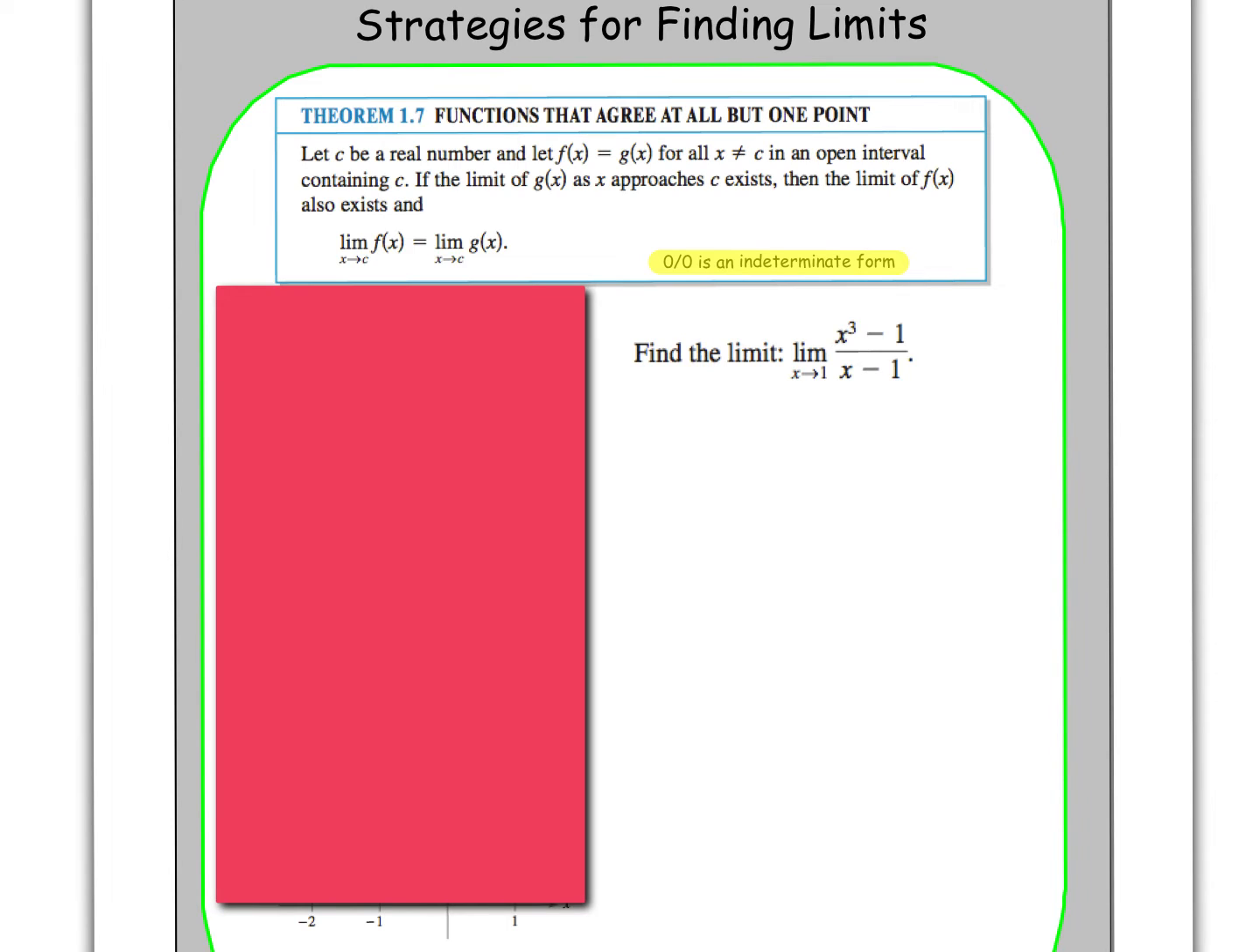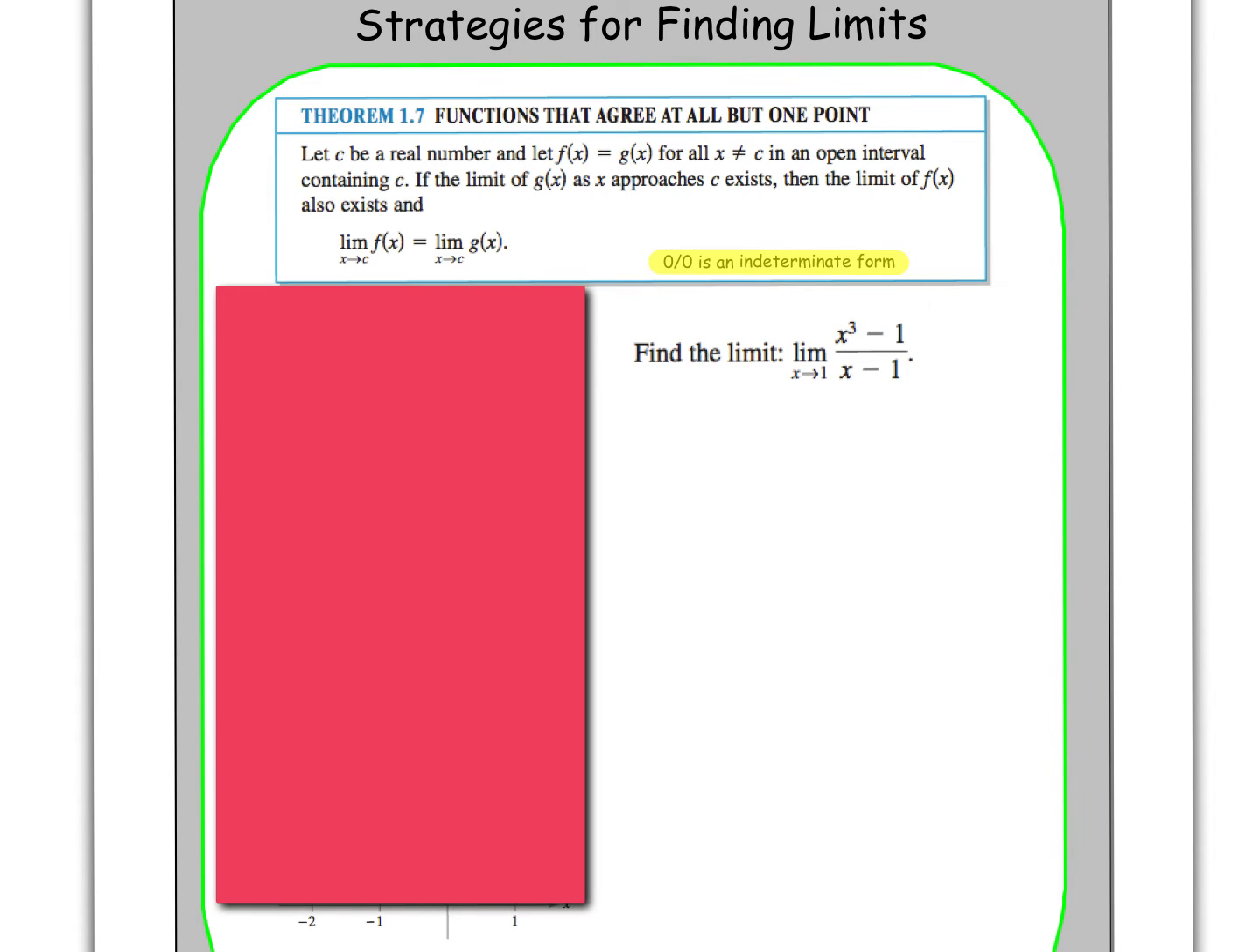I need somebody to read this. This is a good nugget. Harsha's going to read for us. Let c be a real number and let f of x equal g of x for all x not equal to c in an open interval containing c. If the limit of g of x as x approaches c exists, then the limit of f of x also exists, and the limit as x approaches c of f of x equals the limit as x approaches c of g of x. All right, fantastic. So this is what happens here.